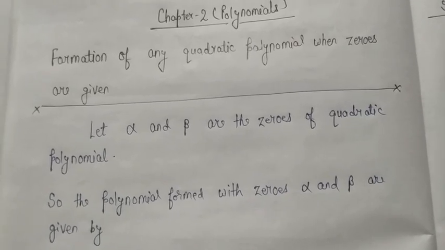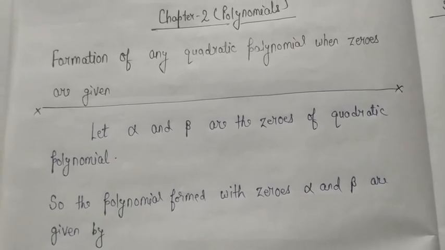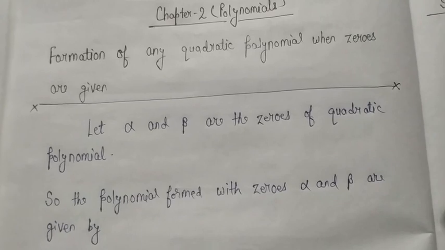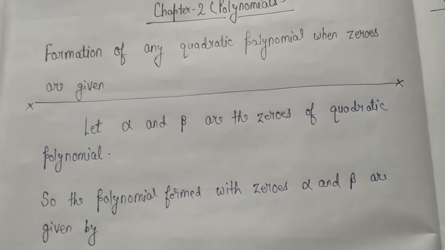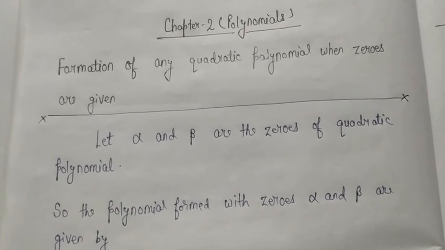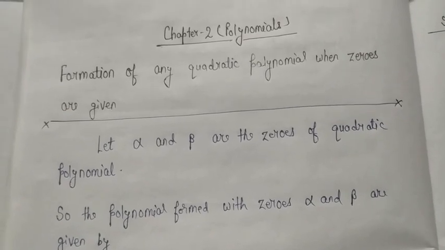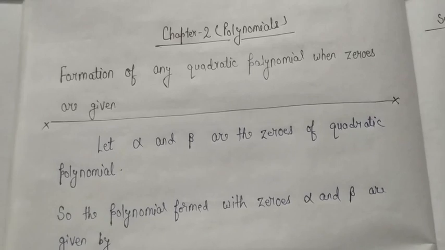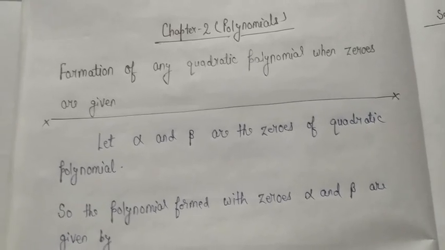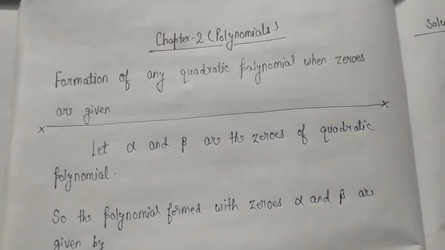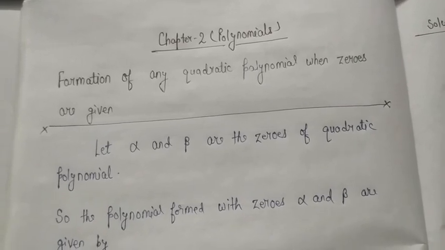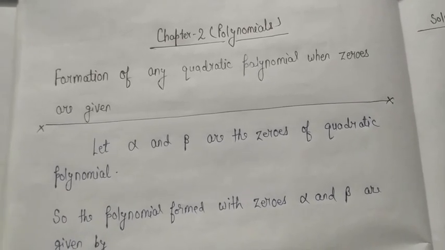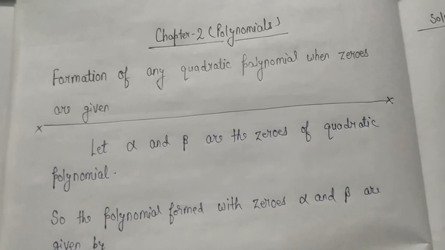In the previous class I told you how to find the number of zeros from the given graph, and how to construct a quadratic polynomial, and its sum of zeros and its product. Now in this part we will get to know the formation of any quadratic polynomial when the zeros are given.